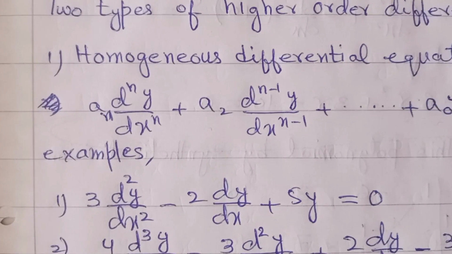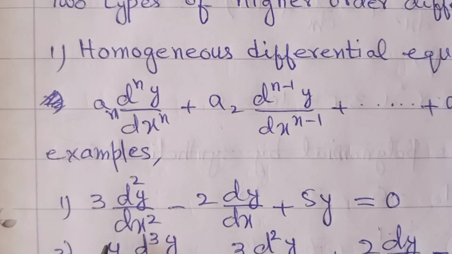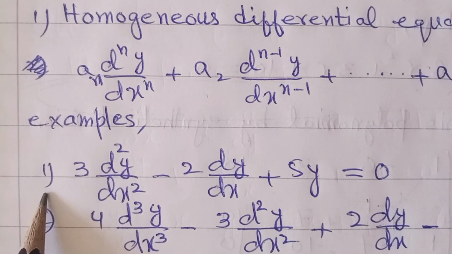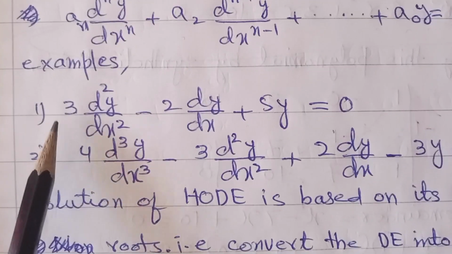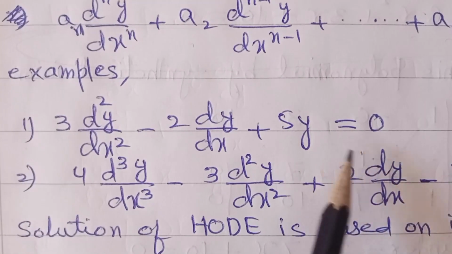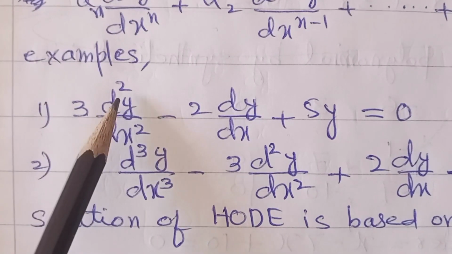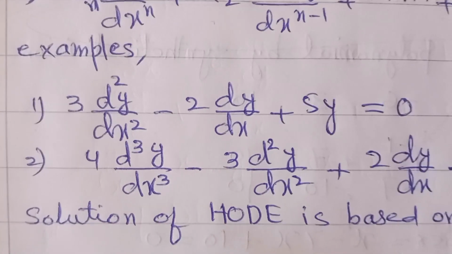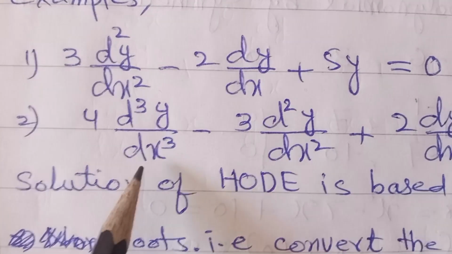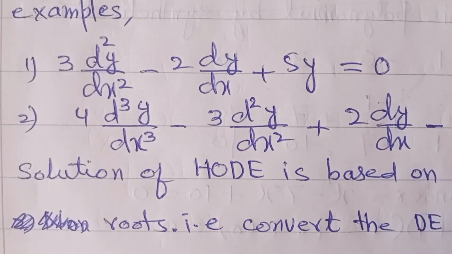So here are some examples of the higher order homogeneous differential equations. If you have the order of differential more than one in a differential equation, such kinds of equations are known as higher order differential equations. So in this example, look at that. We have the first equation 3 d2y upon dx square minus 2 dy upon dx plus 5y is equal to 0. This is the first example. So the highest order of the differential is second, so it is called second order differential equation. And in the other example, number 2, we have 4 d3y upon dx cube minus 3 d2y upon dx square plus 2 dy upon dx minus 3y is equal to 0.